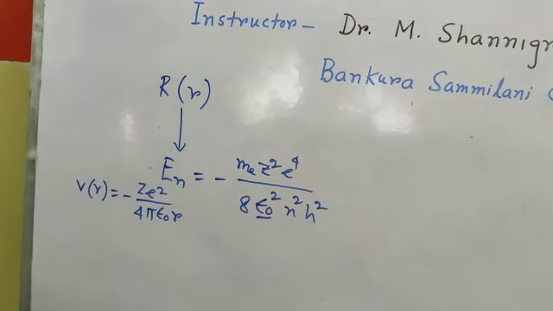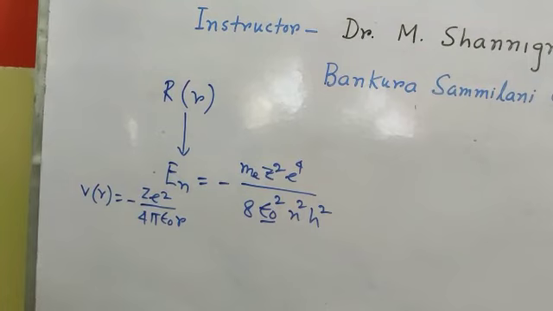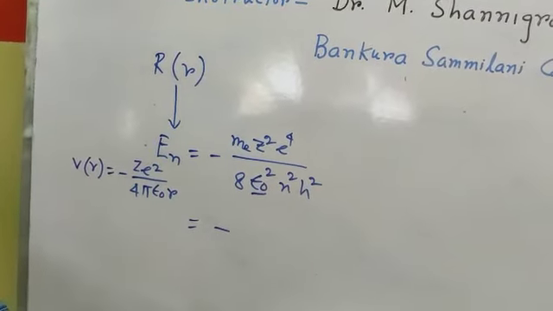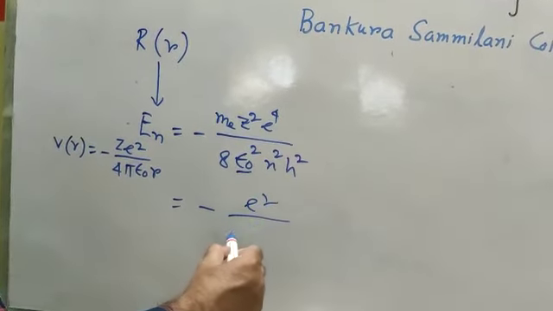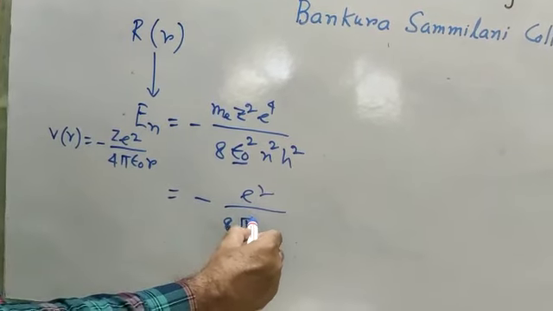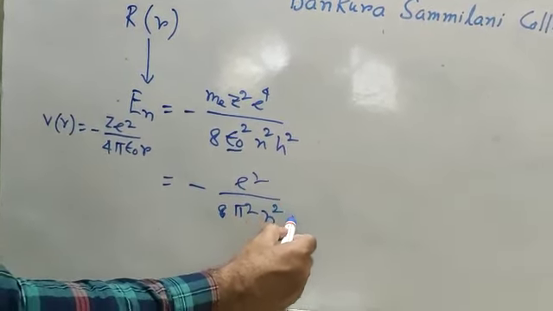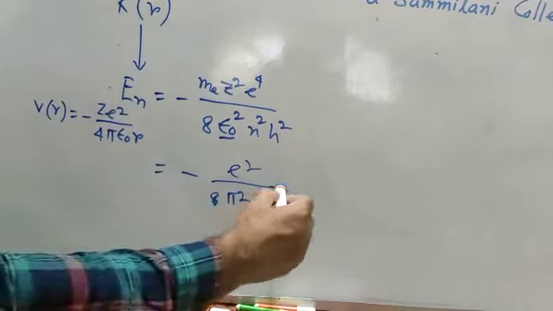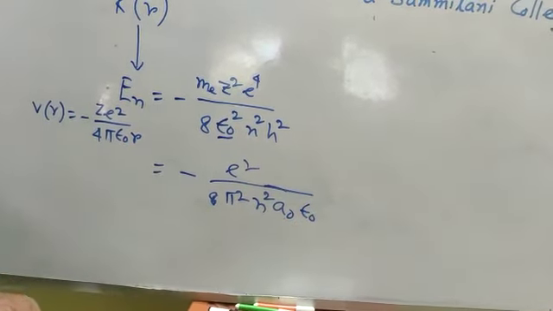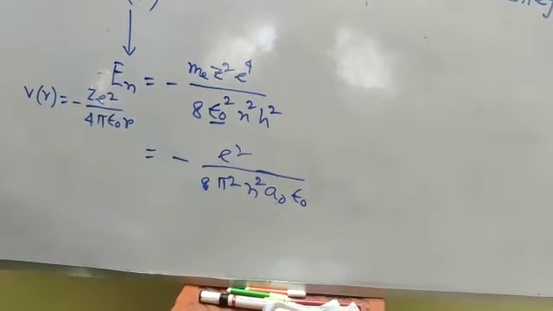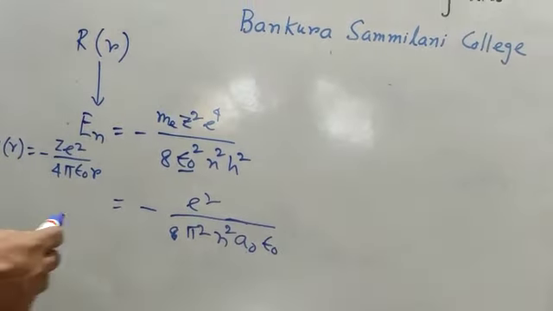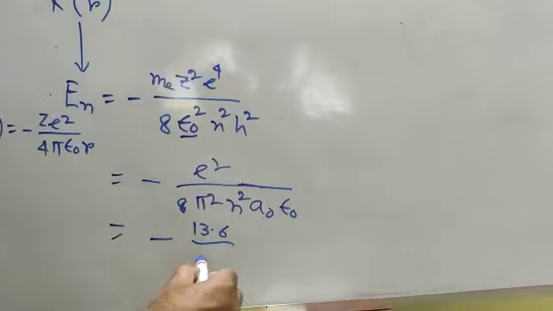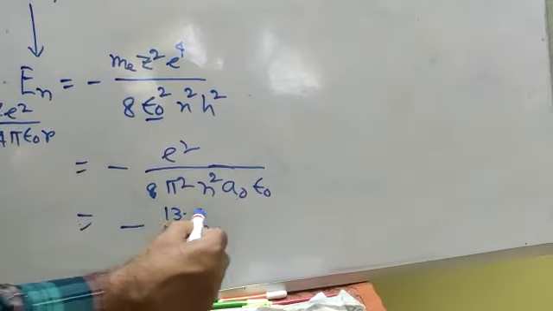Now this energy expression can be written in various forms. We can write this expression as minus e square by 8 pi square n square a0. This a0, obviously there will be an epsilon 0 term, 8 pi square n square a0 epsilon 0. This a0 is the Bohr atomic radius, or we may write it by putting in all the fundamental constants. It will then become minus 13.6 by n square in electron volt unit.